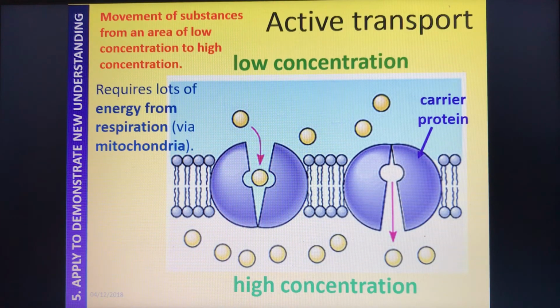Here is our summary then. So we know that active transport is a movement of substances from low concentration to high. We can see from our picture here that at the top, the outside of the cell, there is a low concentration, and at the bottom, the inside of the cell, there is a high concentration. The purple carrier proteins help move those molecules across, and they require lots of energy, which is provided by respiration.